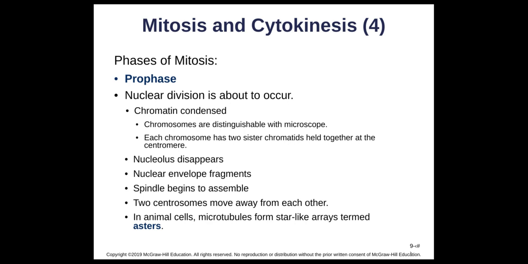The nuclear envelope is going to disappear. We'll start to see the spindles, little strings assembling. And those centrosomes, the centrioles, move apart from each other, going to opposite ends of the cell. In animal cells, when that starts to happen, it makes this little star array, so it's sometimes called an aster.